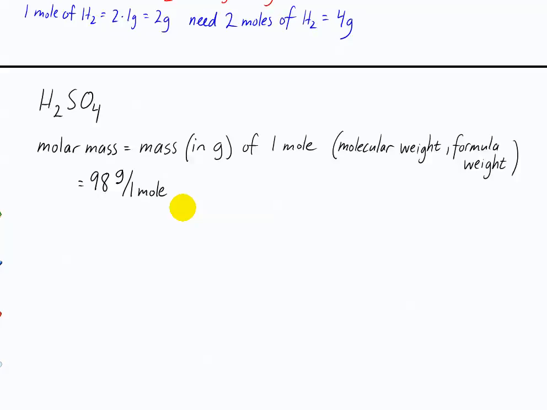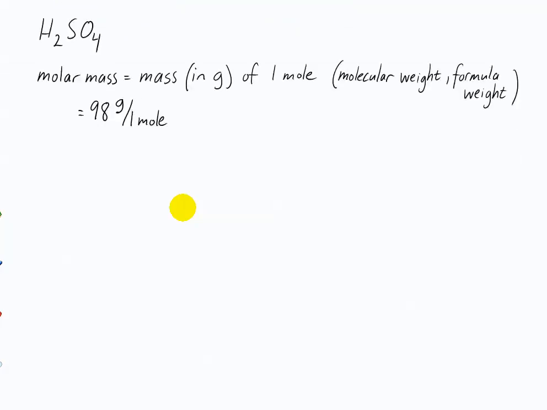All right. This conversion is very important because we have to keep doing it whenever we're doing chemical reactions. We have to keep going back and forth between moles and grams. So what happens if you have, let's say, 150 grams of sulfuric acid?